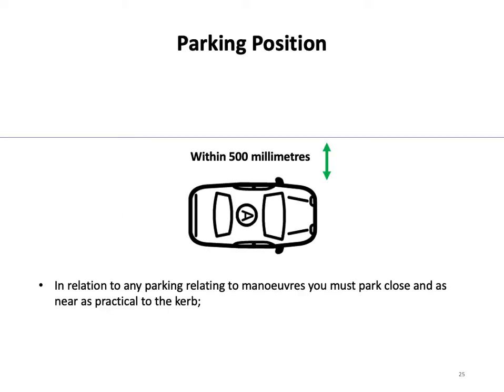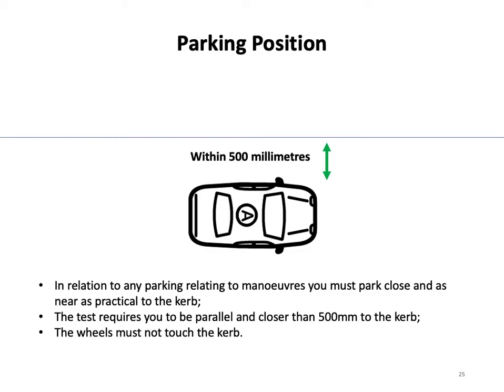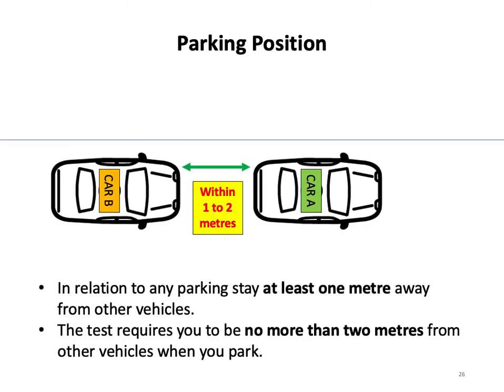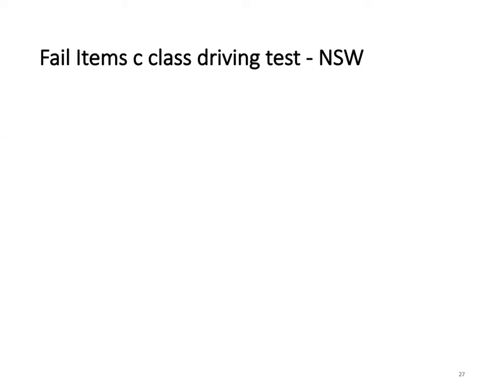Parking position. In relation to any parking relating to manoeuvres, you must park close and as near as practical to the curb. The test requires you to be parallel and closer than 500 millimeters to the curb. The wheels must not touch the curb. Parking position part 2. In relation to any parking, stay at least 1 meter away from other vehicles. The test requires you to be no more than 2 meters away from other vehicles when you park.